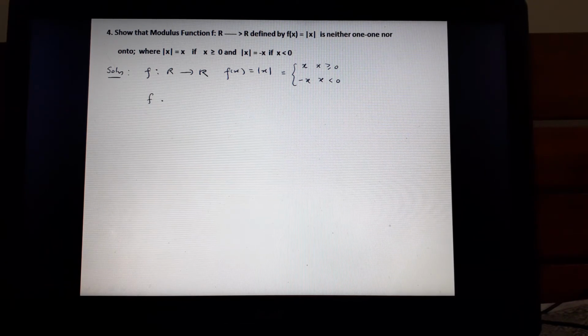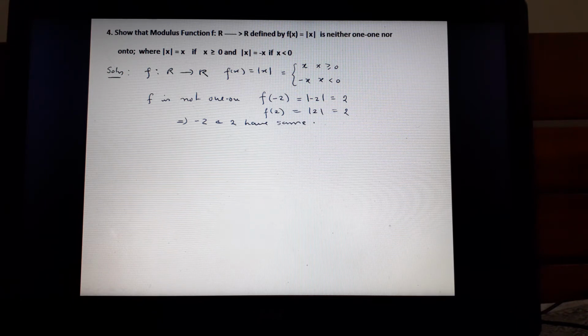Now f is not 1-1. For example, f of minus 2 is mod of minus 2, which is 2, and f of 2 is mod 2, which is 2. So this implies minus 2 and 2 have the same image. So this implies f is not 1-1.